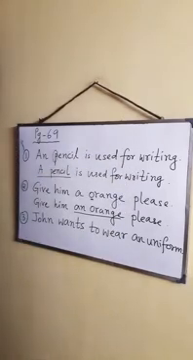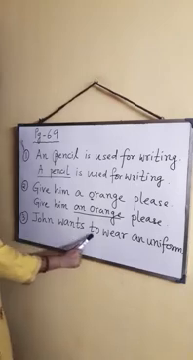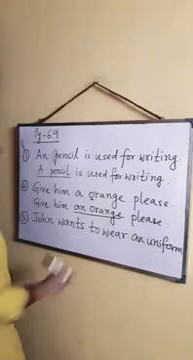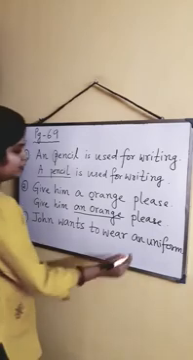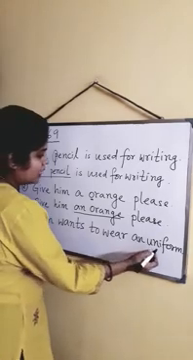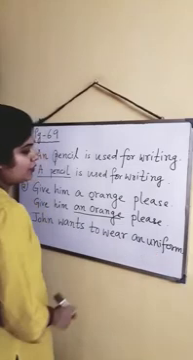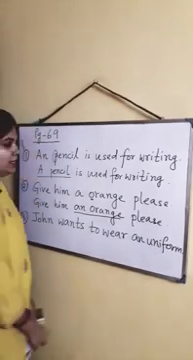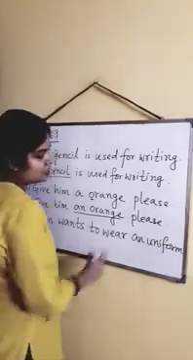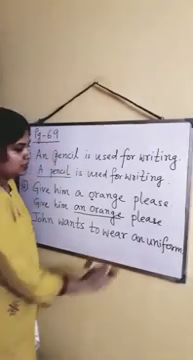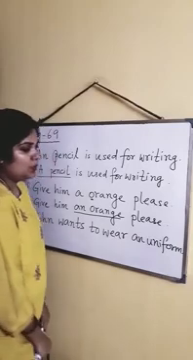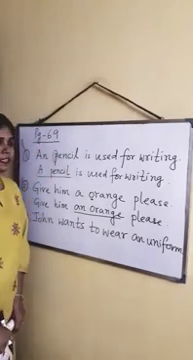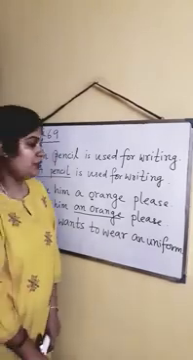Now number 3 sentence. Third sentence is John wants to wear an uniform. John wants to wear an uniform. The article here is an. So the just after word is uniform. Now you will find here U is a vowel. So you will think it is correct. Here an is written because it is a vowel. No, you have to see the pronunciation of uniform.